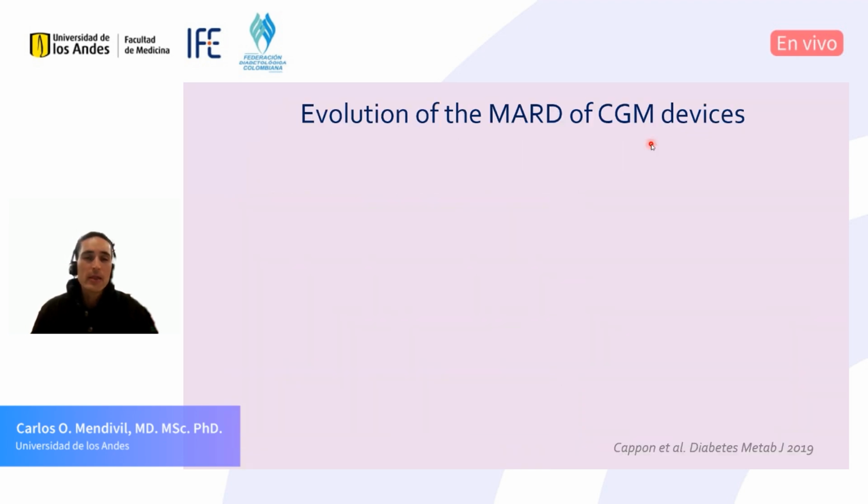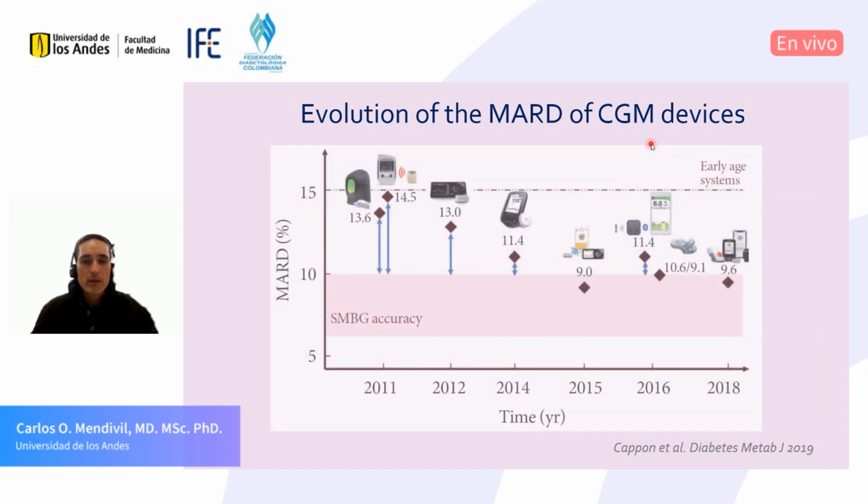And what you can see here is the evolution over time of the MARD of CGM devices over, say, the last 20 years. We started between 13 and 14, and it has continually gone down. We want less than 10 as a general rule, and many devices are now below that threshold, which represents a pretty useful and clinically relevant accuracy.